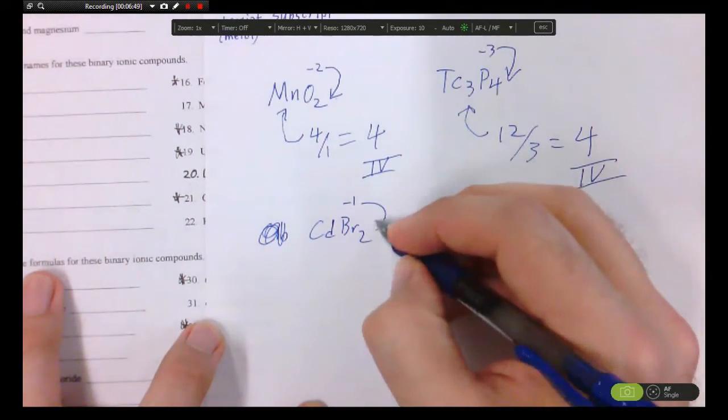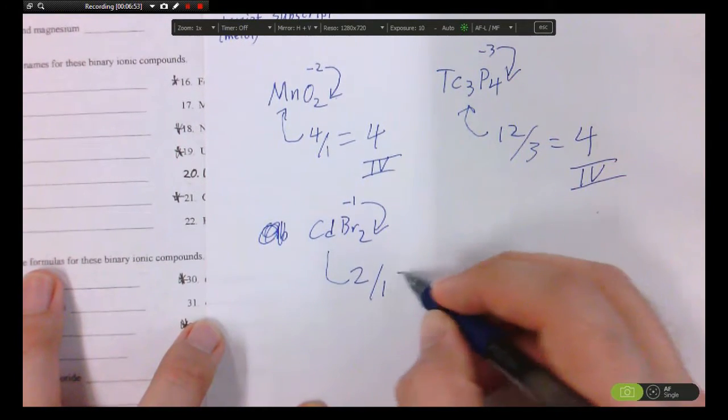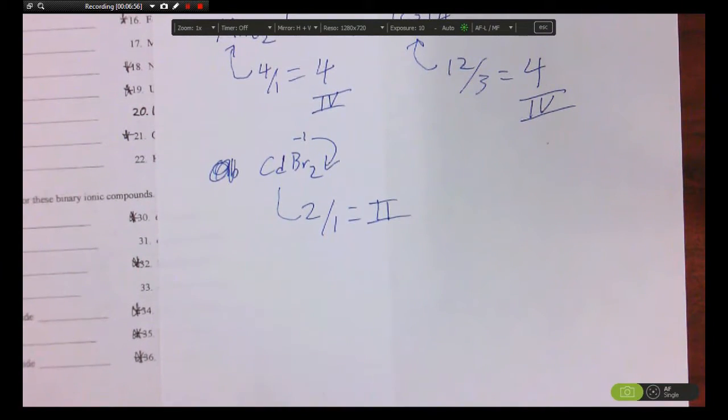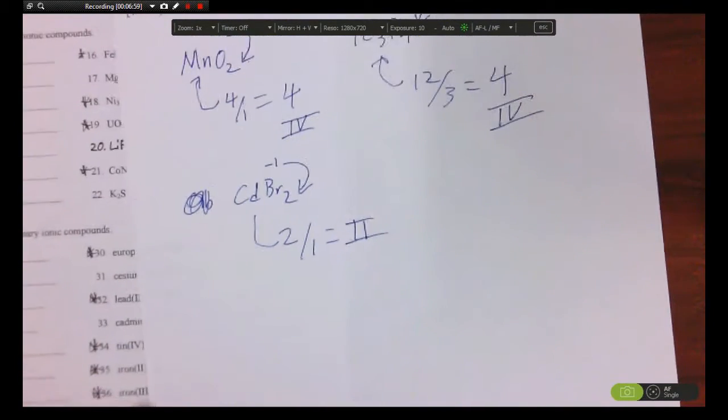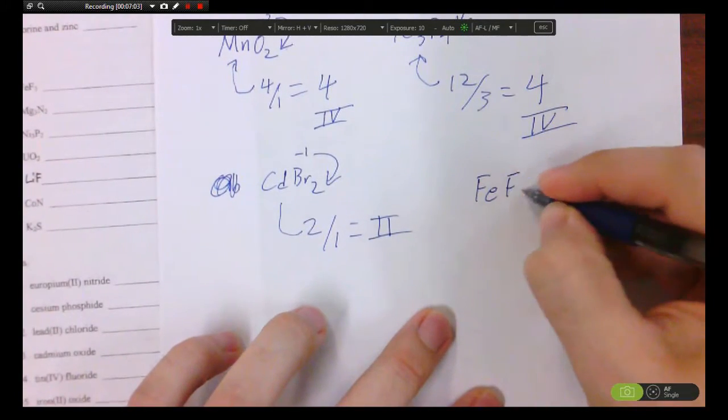-1. Multiply by 2. 1 times 2. 2. Divided by 1. Well, 2. Roman numeral 2. That will work every time. Just like that. Do another one up here. I'll do them all if I have to, because it's just that easy.